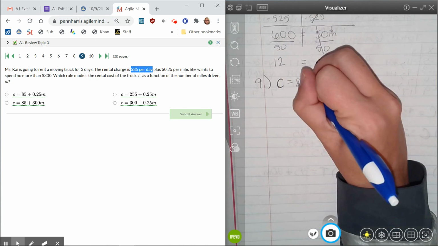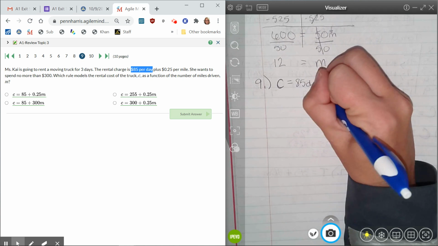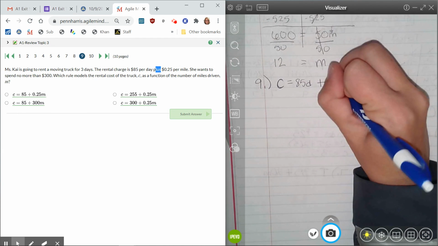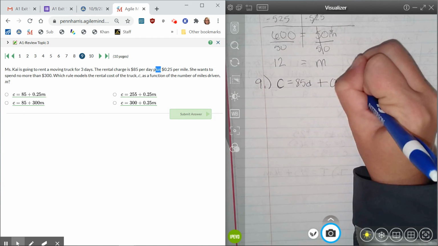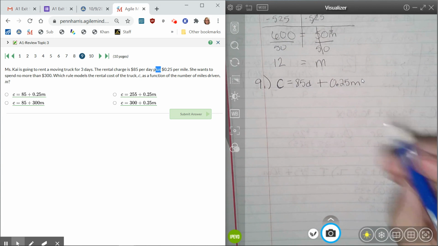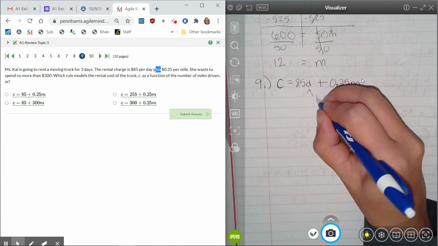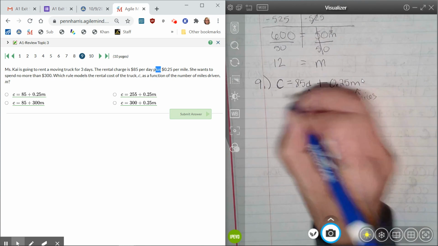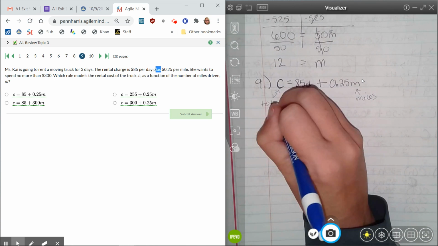We'll call this D. Plus, it tells us plus 25 cents per mile. Okay. So again, guys, we have D, which stands for day, and M that stands for miles, and C is our total cost.